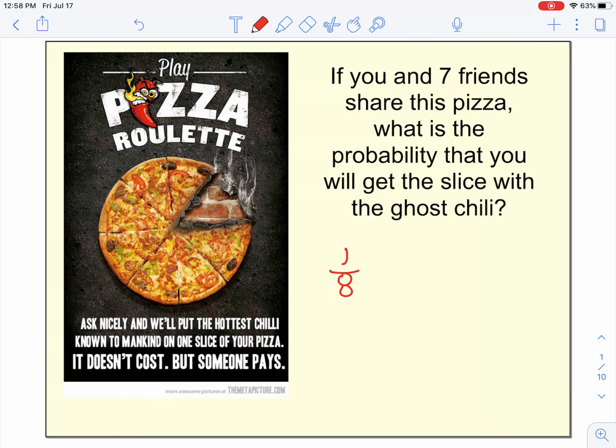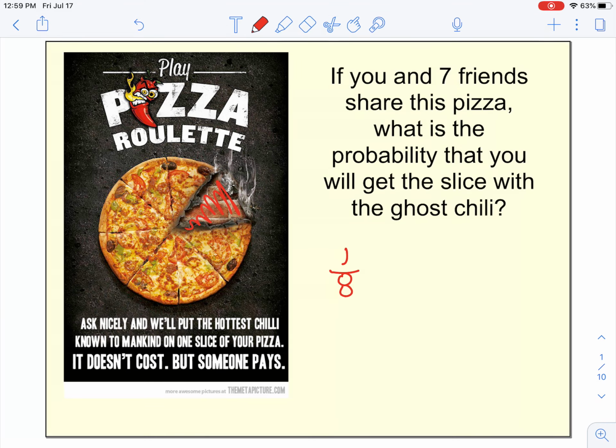Well, the probability is 1 in 8, because there's one piece that has a ghost chili on it, and there are 8 slices total. So we can look at probability. Geometric probability is just like probability in general. It just has to do with areas of a region. And so we're looking at what is the probability that you would get this slice compared to the whole area, and assuming the pieces are cut equally, then you would have a 1 in 8 chance of getting the ghost chili.